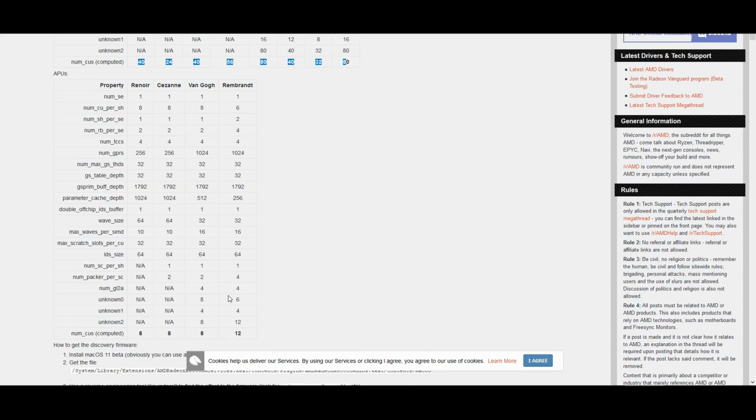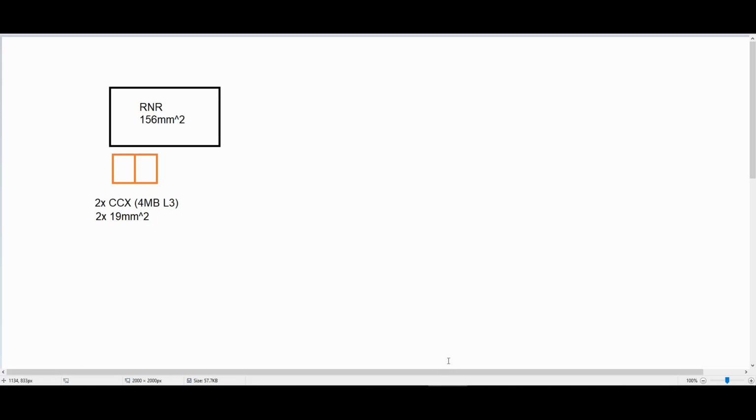So yeah, firstly the die area analysis, and the conclusion here is really that the die area of Van Gogh would not be much smaller than Renoir. The reason for this is simply that the main place you'd save die area, which would be the core count, going from 8 to 4 cores, would be only a very small reduction. Based off Wikichip's numbers for Renoir, the CCX should be around 19 millimeters squared. So this is a 4 megabyte L3 CCX.